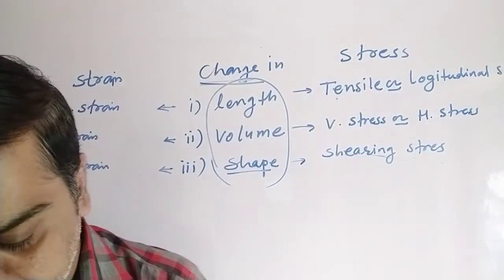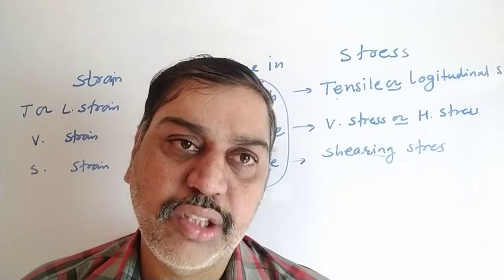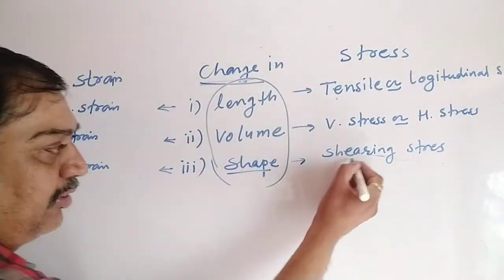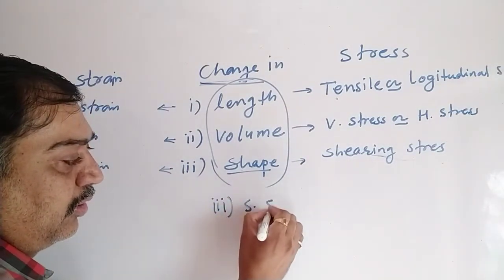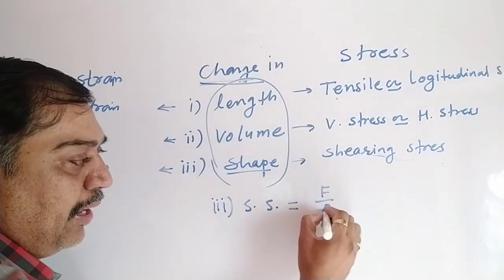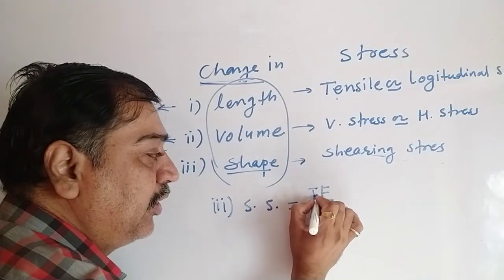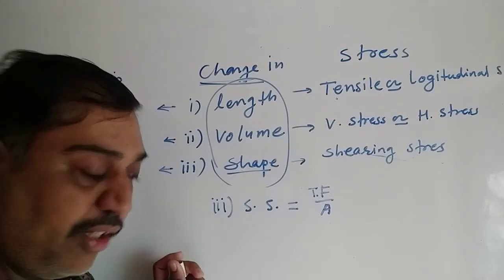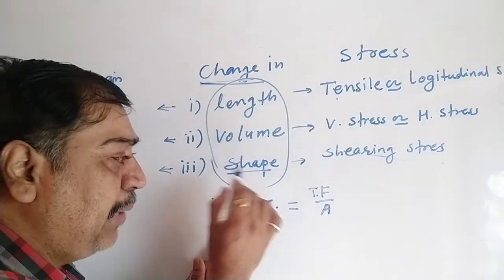Now let's go further. Volume stress or hydraulic stress we have seen. Now the third and last one we have to see, that is shearing stress. So let's start with this third, shearing stress. Again, force applied divided by area, but these forces applied are said to be tangential forces applied per unit area, because it is related to change in shape.